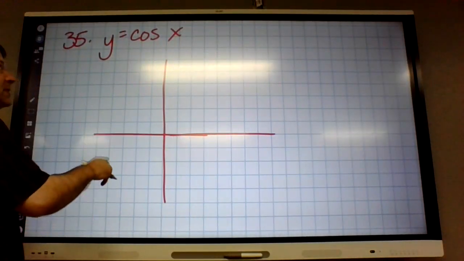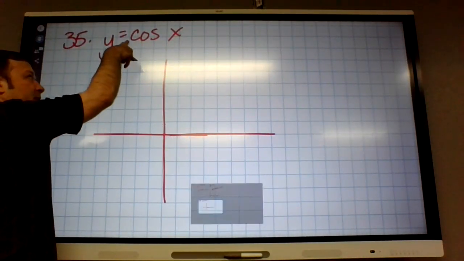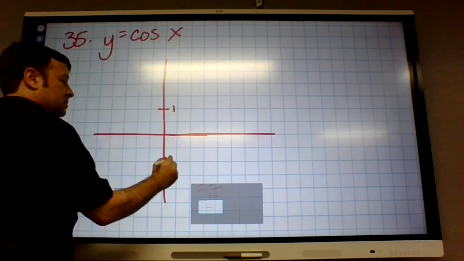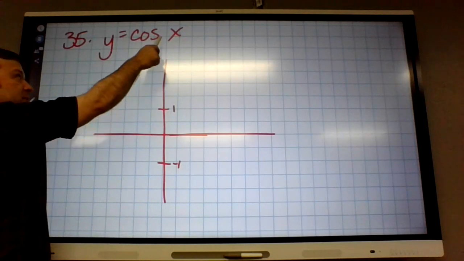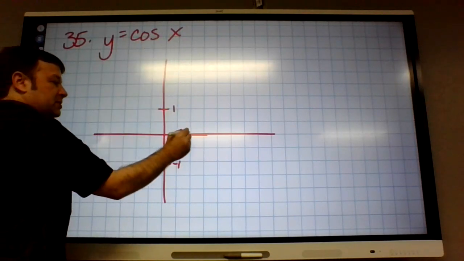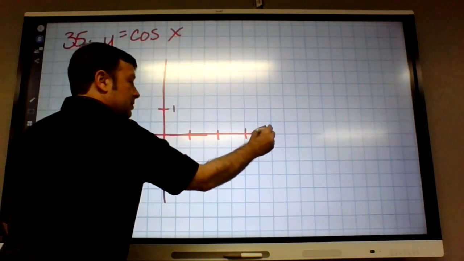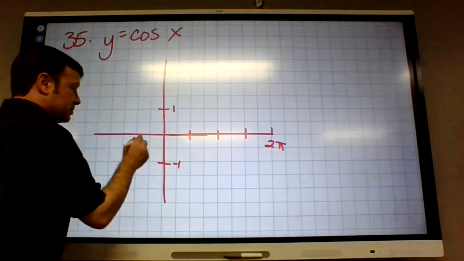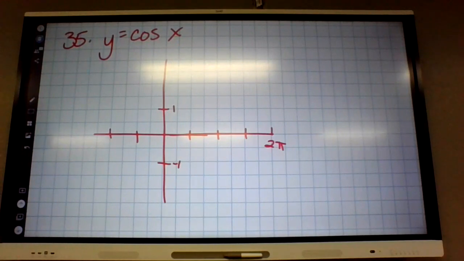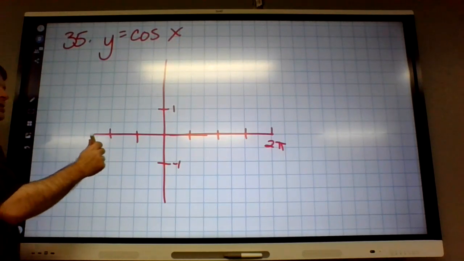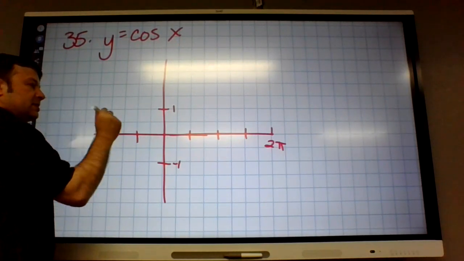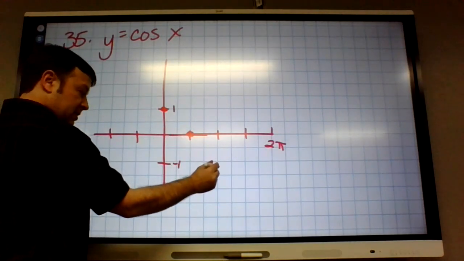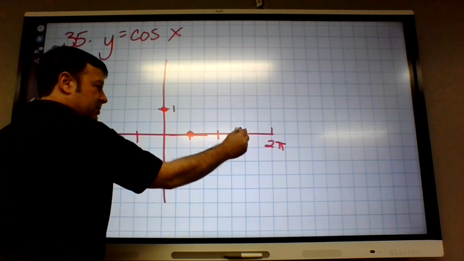Okay, so this one doesn't have any modifiers. There's no number in front, so the amplitude is 1. There's no number in front of the x, so the period is 2 pi. I usually put that on the 4th marker. Then I go back a little bit. Okay, where does cosine start out? We just mentioned this. Cosine starts at the top. So that means it's going down to the bottom, back to the middle.